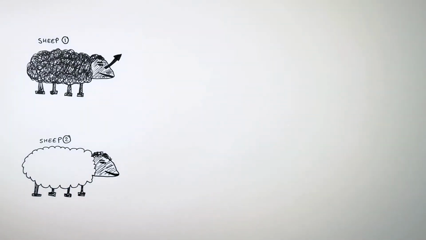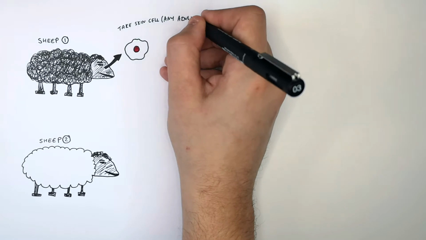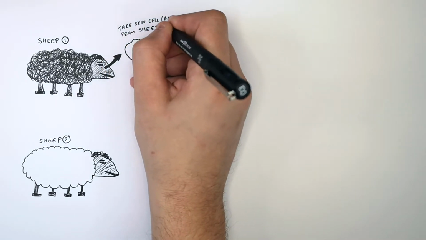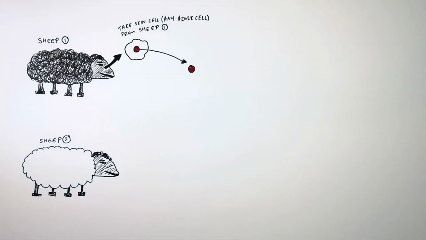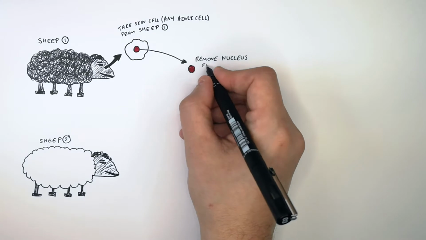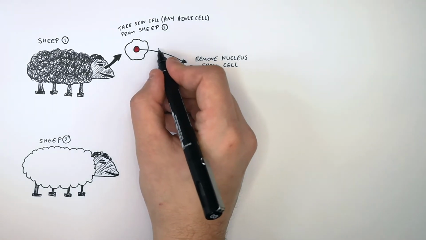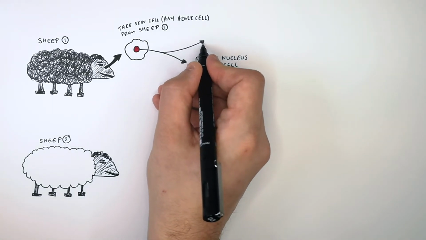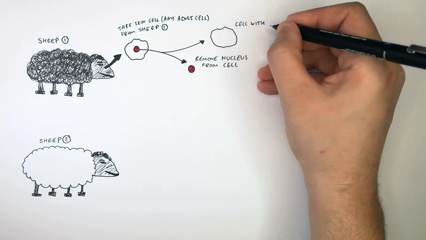You take any adult cell from sheep number 1. That's any body cell from sheep number 1. In this case, we have taken a skin cell, or an adult cell, from the sheep. You must then remove the nucleus from the adult cell, leaving you with a diploid nucleus and a cell with no nucleus in it.